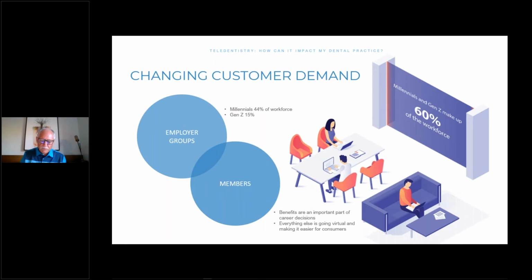In terms of paying the bills, let's look at the members, the groups or individuals. More than ever, benefits are extremely important when individuals are looking at career opportunities. Employers are becoming more and more demanding that their dental plan must demonstrate value. Today's insurers need to include telehealth in many lines of coverage for employers to attract and retain employees.